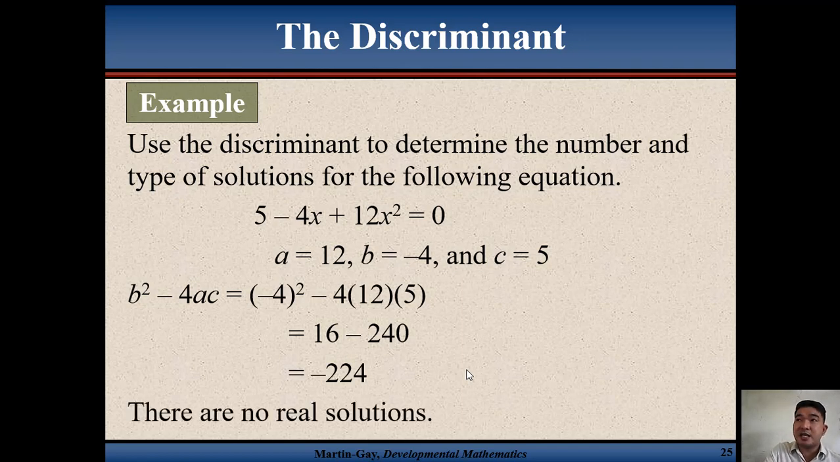So if the discriminant is negative, if the discriminant is less than 0, then there are no real solutions. So always remember, if the value of the discriminant that you get is negative, or less than 0, then there are no real solutions in the quadratic equation.